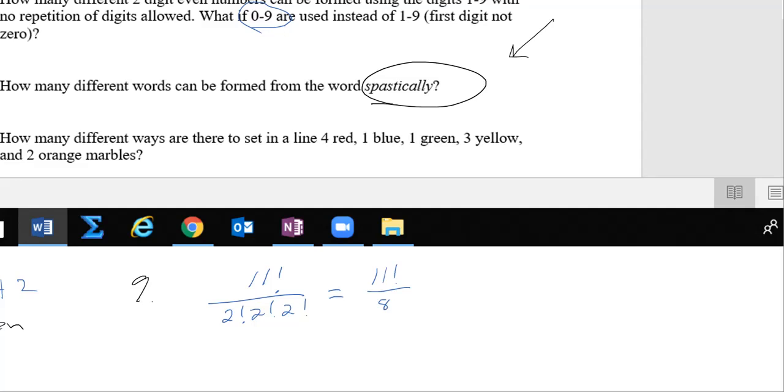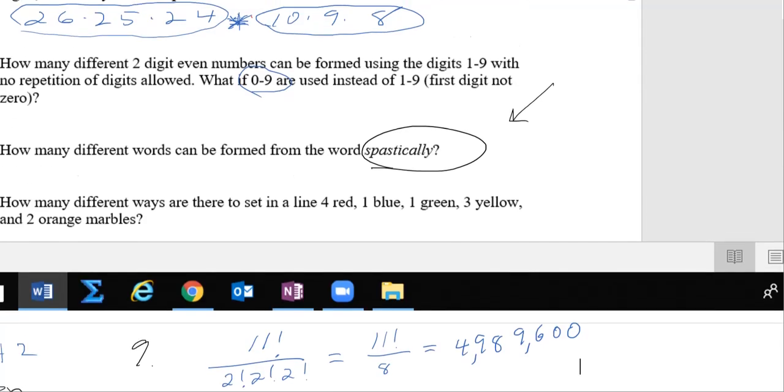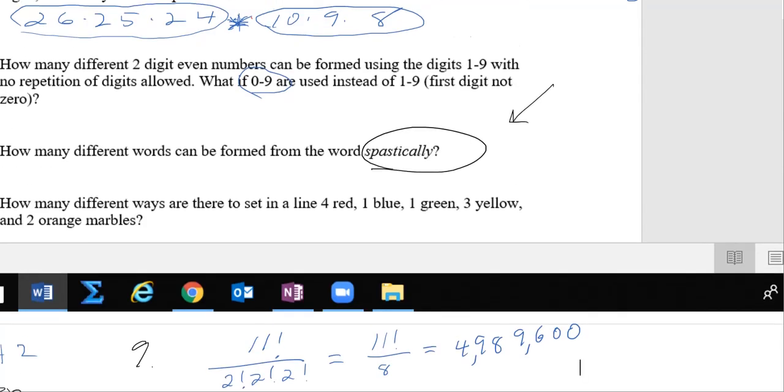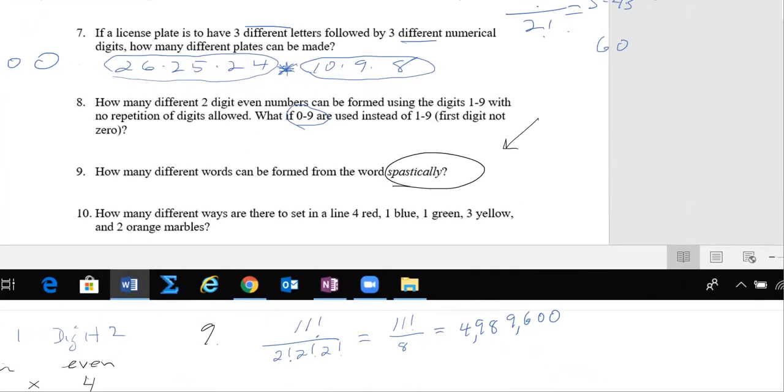All right, so we're coming up with 49,896,00. Oh, some huge numbers here. We got huge numbers. All right, let's go back to this one now. I can read that. Okay, that's number 10 now.